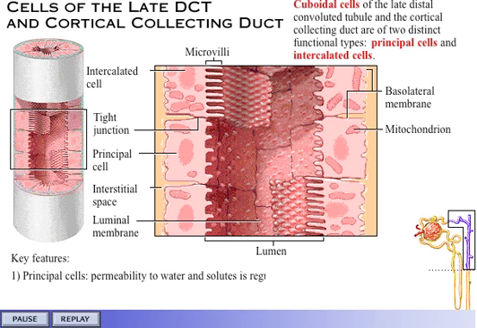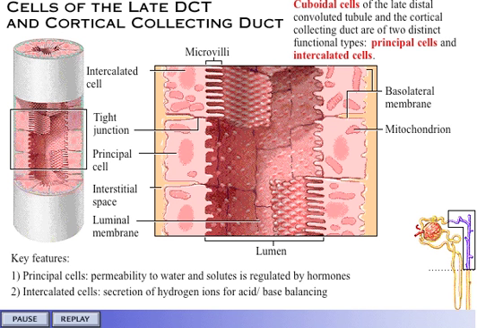The key feature of principal cells is that their permeability to water and solutes is physiologically regulated by hormones. The key feature of intercalated cells is their secretion of hydrogen ions for acid-base balancing. Now click the medullary collecting duct of the small nephron to see the features of this last segment of the nephron.